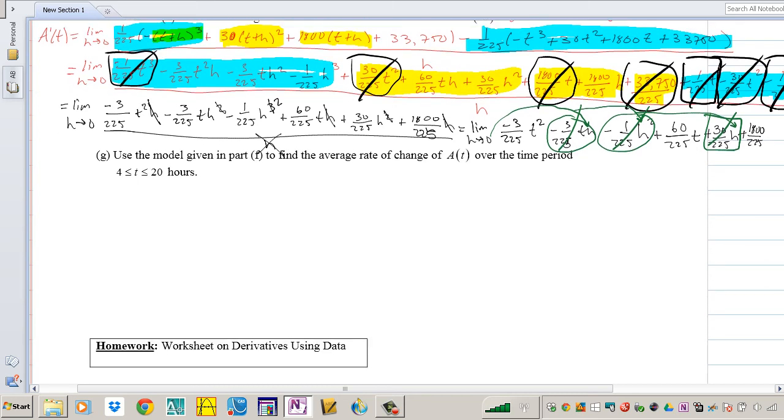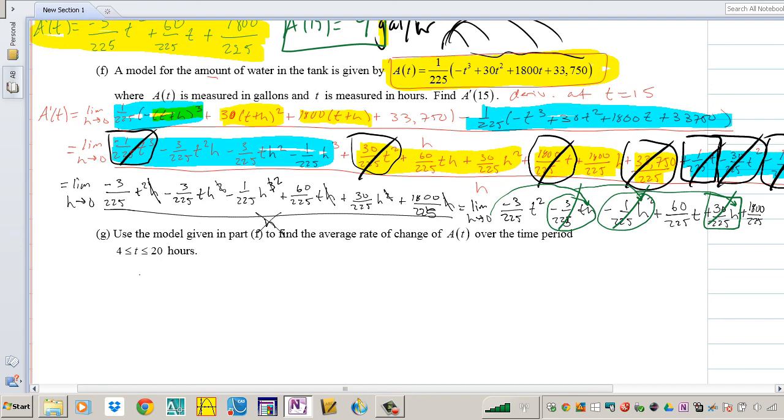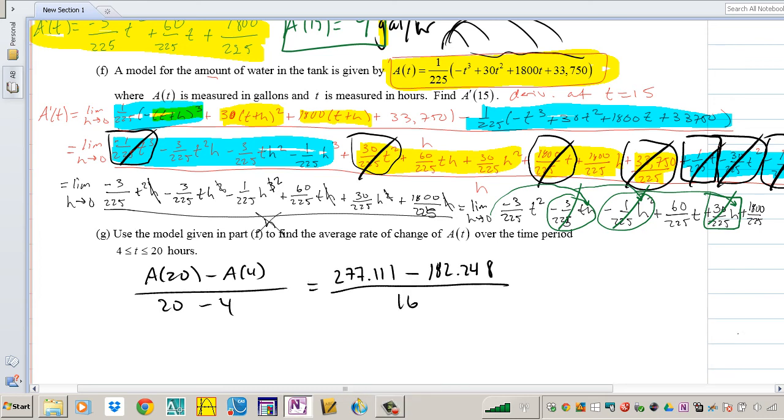Last one. Use the model given in part F to find the average rate of change. Here's the model from F. All we have to do is find the average rate of change from 4 to 20 hours. That means A of 20 minus A of 4 all over 20 minus 4. So there is my average rate of change, and all I have to do is compute these.